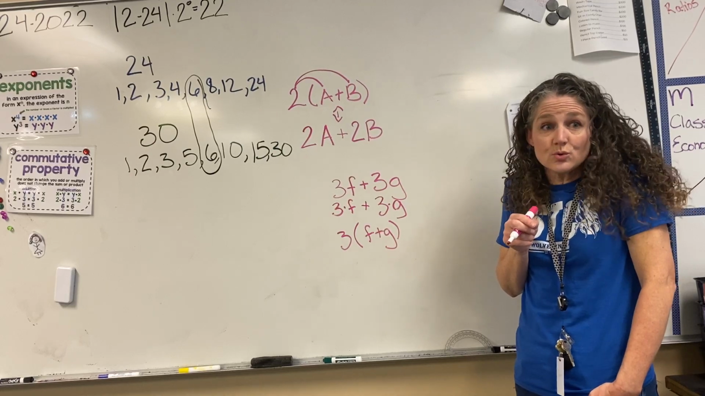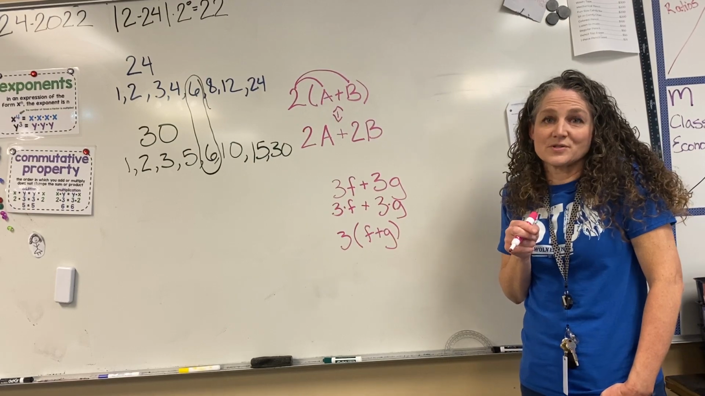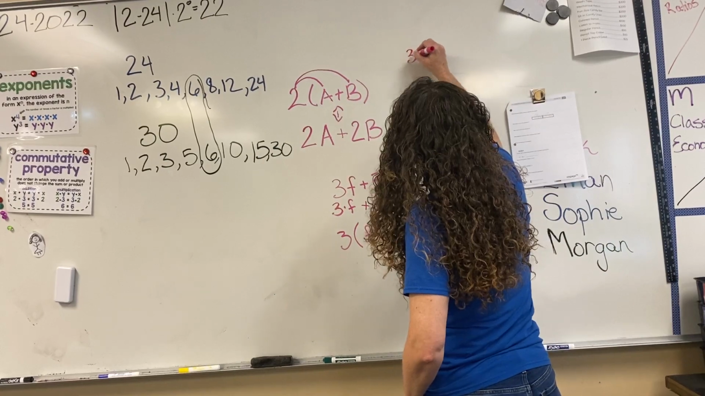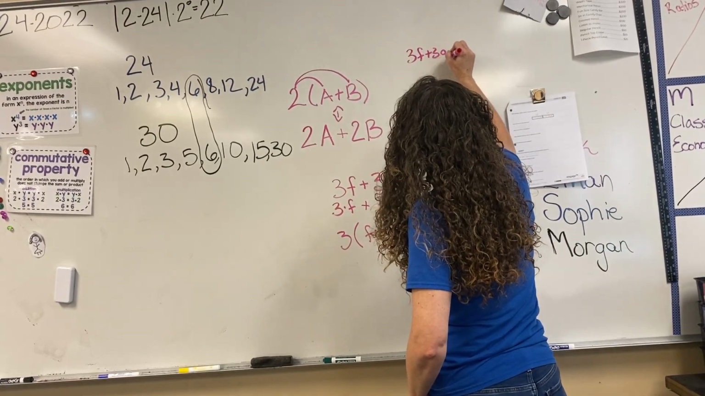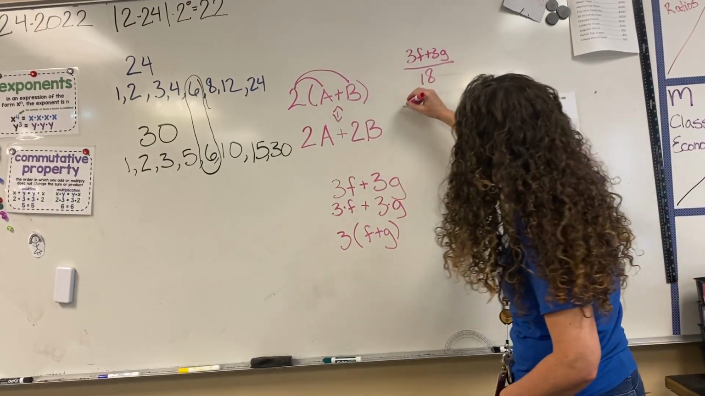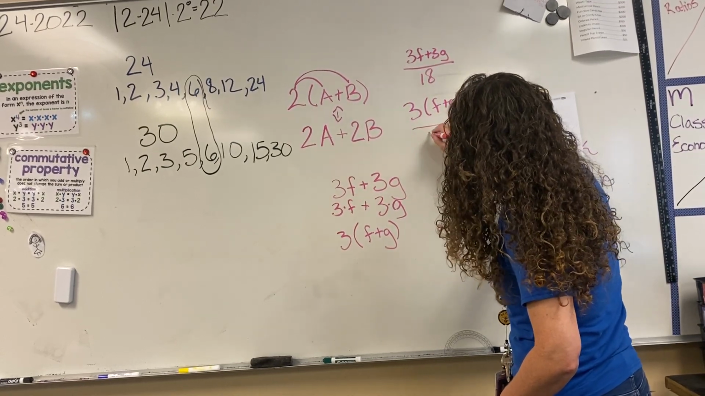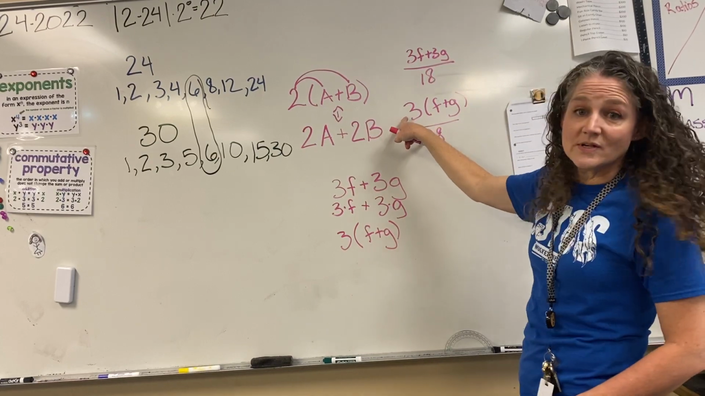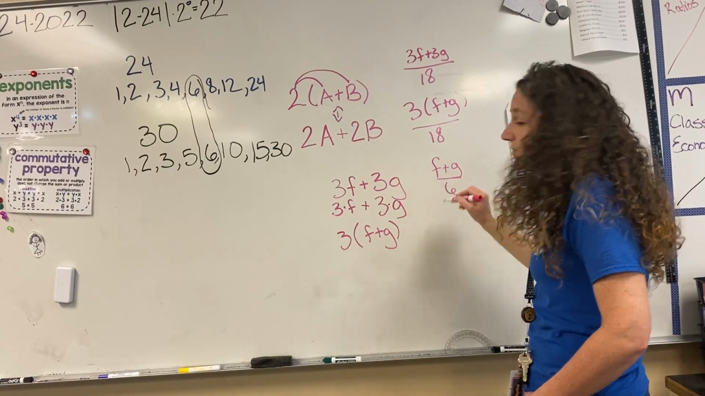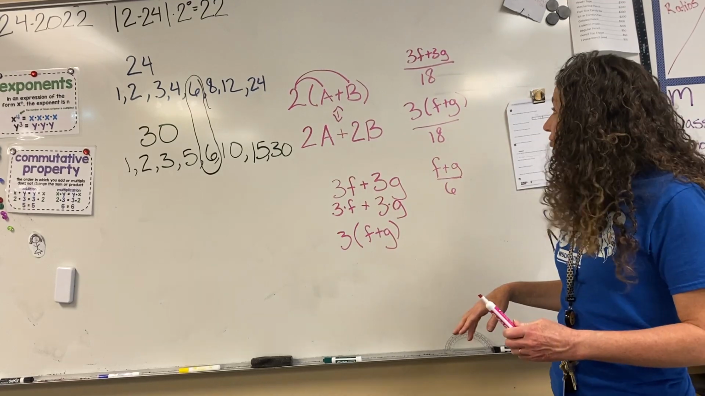Why would I want to do that? Because we're lazy. Not because we're lazy, because sometimes, like what if I have 3F plus 3G divided by 18? I can pull that 3 out and say 3 times F plus G divided by 18, and then I can reduce 3 18ths to 1 sixth, and it's just F plus G over 6. We're not doing that yet, but that's why we would want to do this. Just looking towards the future.